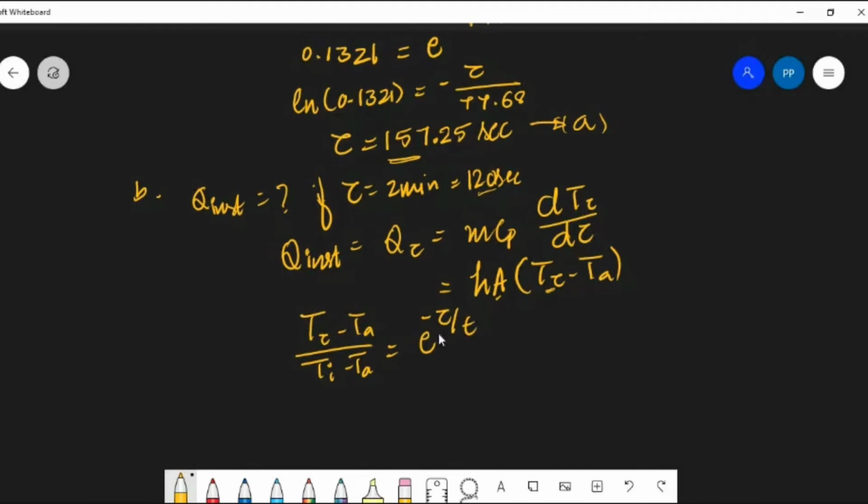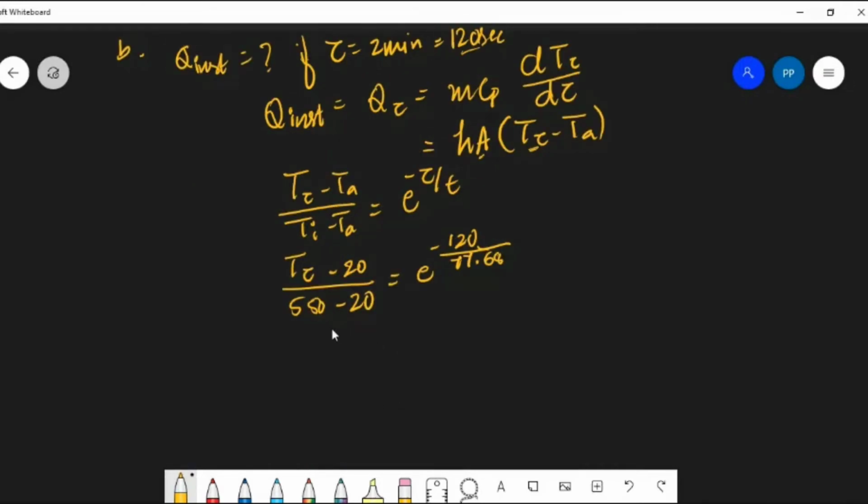We know T, we know T tau. Sorry, we don't know T tau, we know tau, and we know Ti and Ta. So we need to calculate the temperature at 1/20th second. So I'll write T tau minus 20 divided by 550 minus 20 will be equal to e to the power of minus 120 divided by 77.68. Now calculate the temperature. 133.07. So T tau, that is temperature at 1/20th second, is 133.07 degree Celsius.